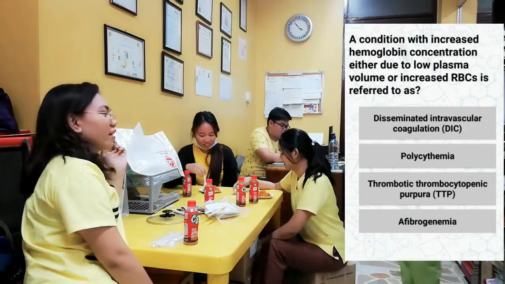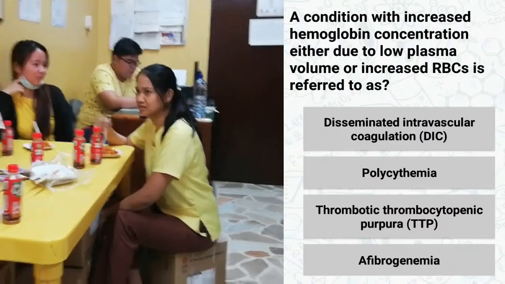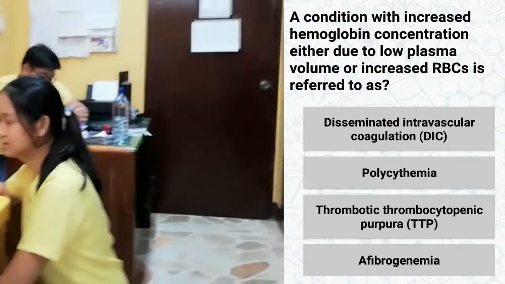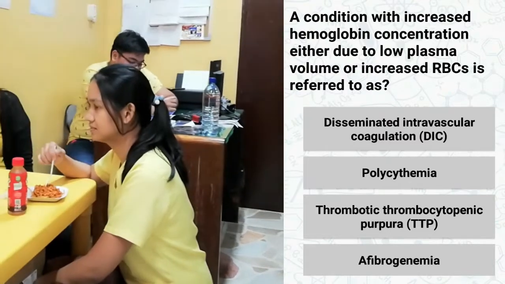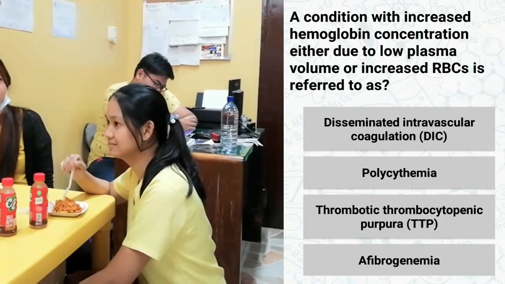Question: a condition referred to as letter A, DIC, letter B, polycythemia, letter C, TTP, or letter D, afibrinogenemia.